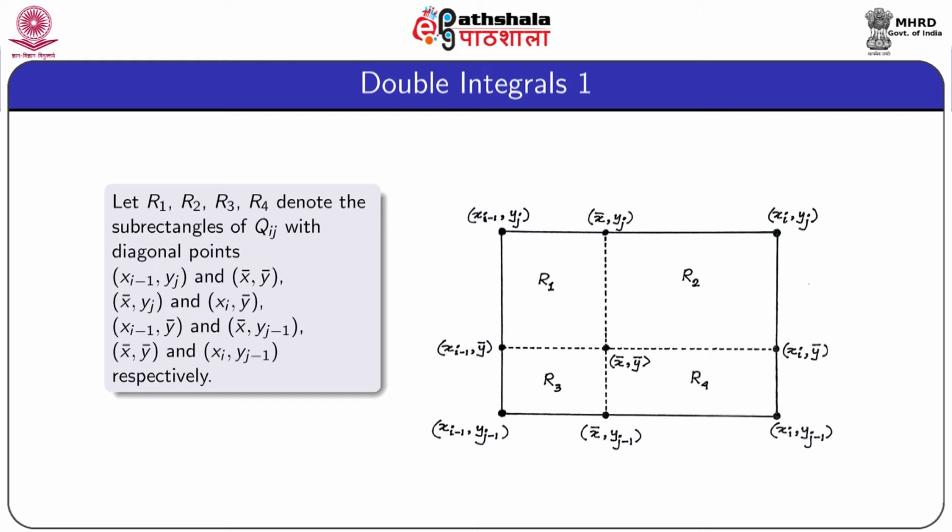Now, let R1, R2, R3 and R4 denote the 4 subrectangles we found from Qij. They have diagonal points for R1, xi minus 1 yj and x bar y bar. For R2, x bar yj and xi y bar. For R3, xi minus 1 y bar and x bar yj minus 1. For R4, x bar y bar and xi yj minus 1.